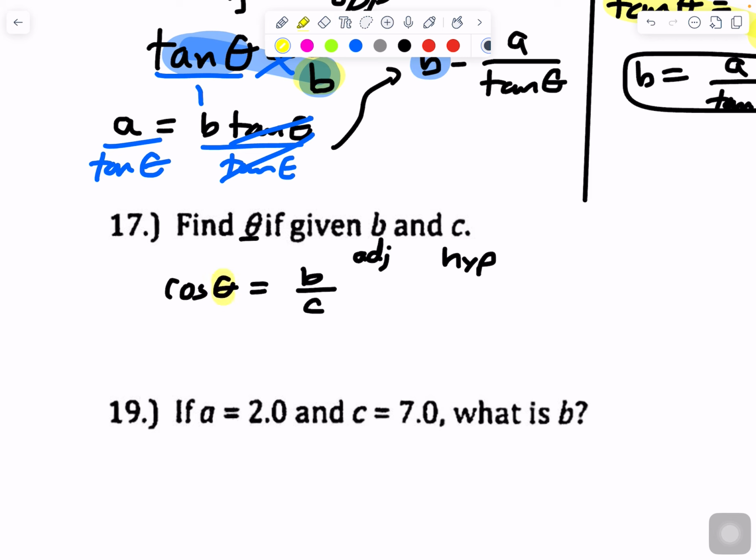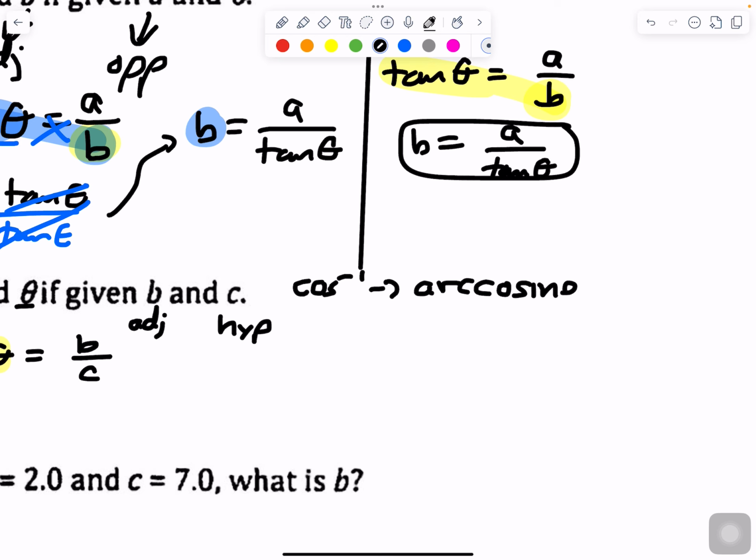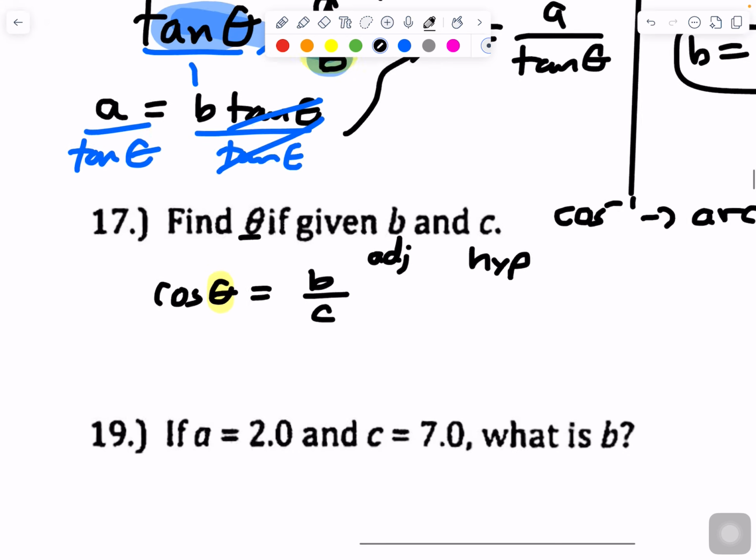Well, the way we do this is we use what are called inverse trig functions. The inverse of a cosine is called the arc cosine. You see this symbol, cosine to the -1? That is the arc cosine. Sometimes it's called inverse cosine. So we're going to take the arc cosine of both sides.